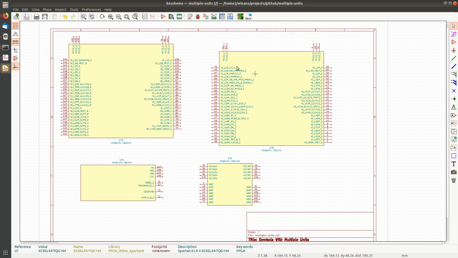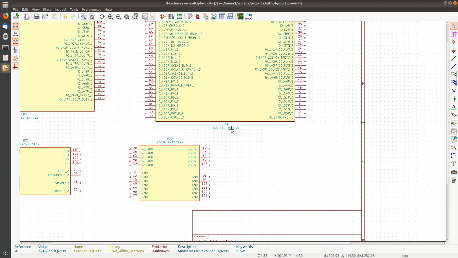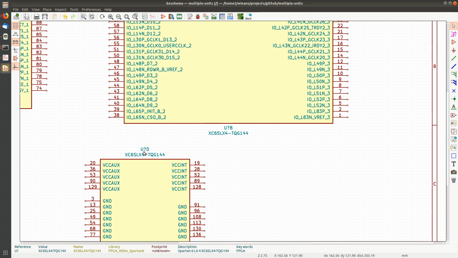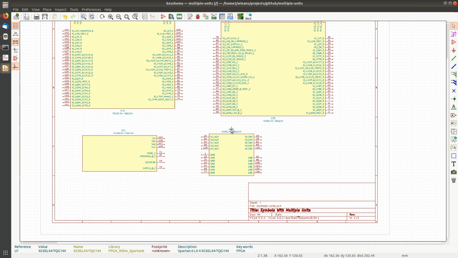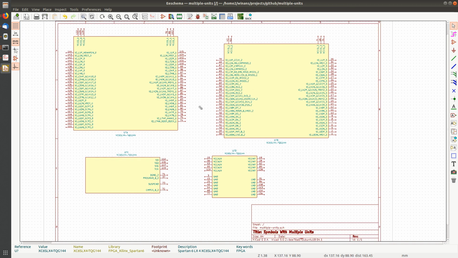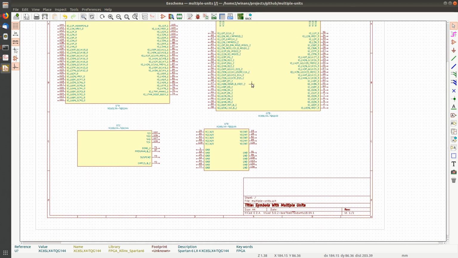Clearly, having this in multiple units is useful, and I can, with KiCad, put the unit B over here. See where it says U question mark B, and then this will be U question mark, and there's unit D. These are all of the same symbol. Because they're physically separate units, I can put these on separate sheets if I feel like it, or I can put them all on the same sheet like I did right now. So one of the reasons we want multiple units is so that I can put these on multiple sheets.